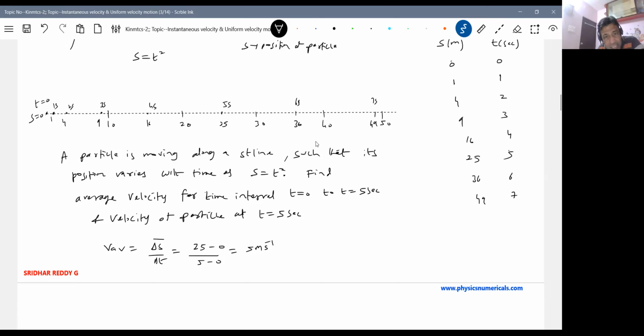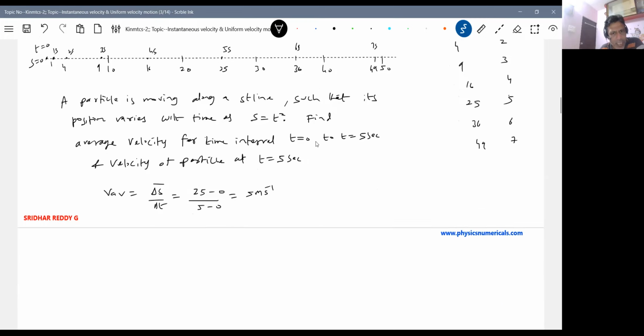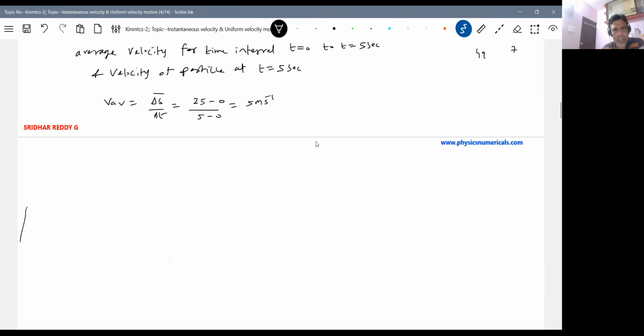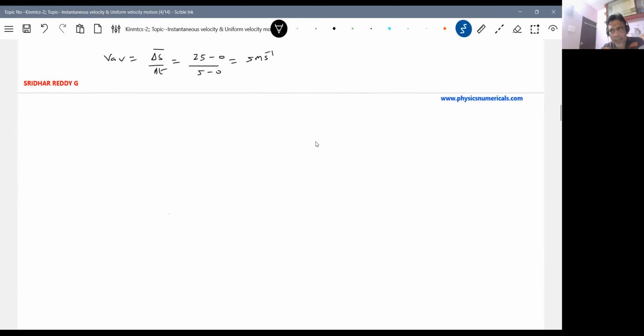Then at 5 seconds is asking. I think there's a lot of differences. You know, for 5 seconds, what was the average velocity? At 5 seconds, what shall I do? I should calculate ds by dt. How to calculate ds by dt? I'll go for the plotting of graph.